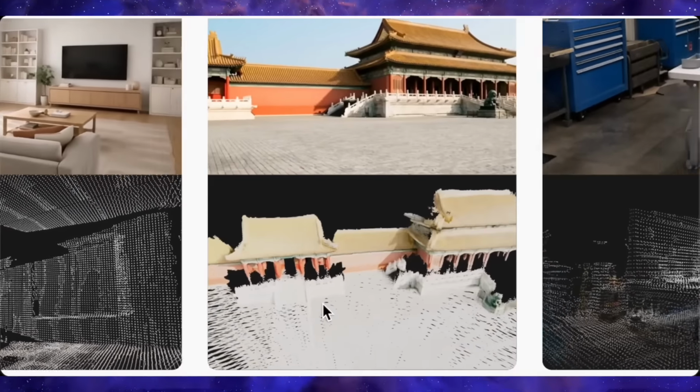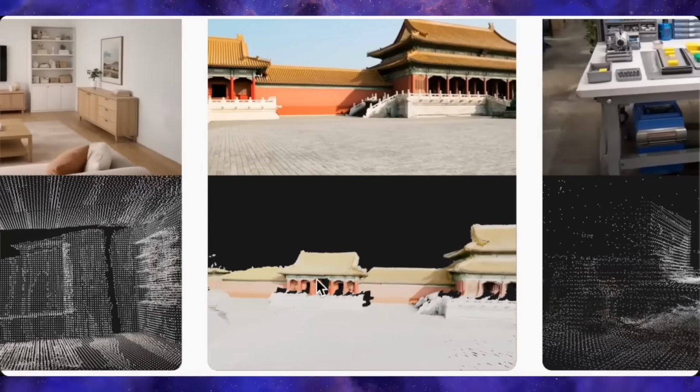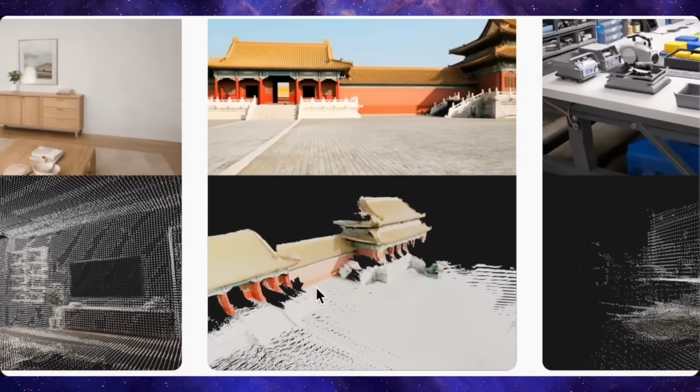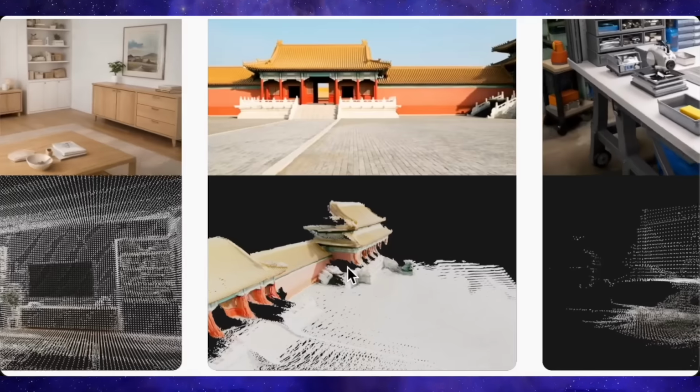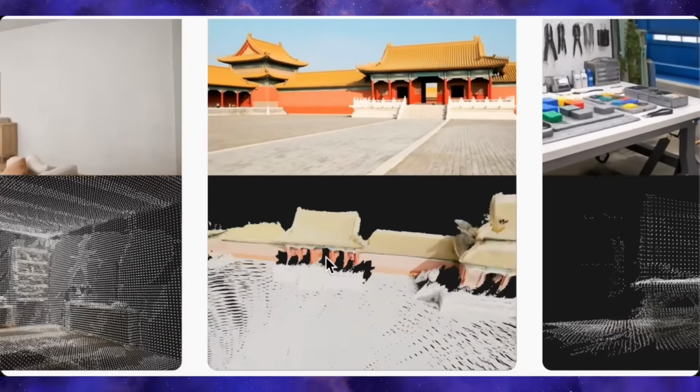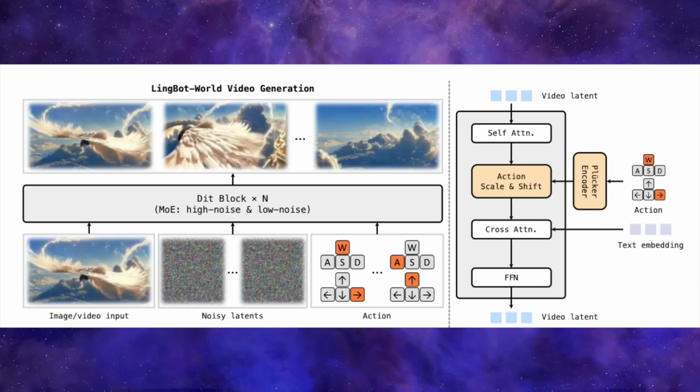This validates that the model actually has geometric understanding. It's not just generating random pixels. They use large-scale 3D reconstruction models on the generated videos to create these point clouds. So how does this actually work under the hood?